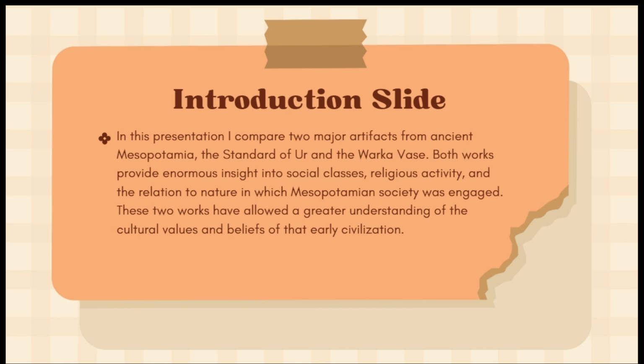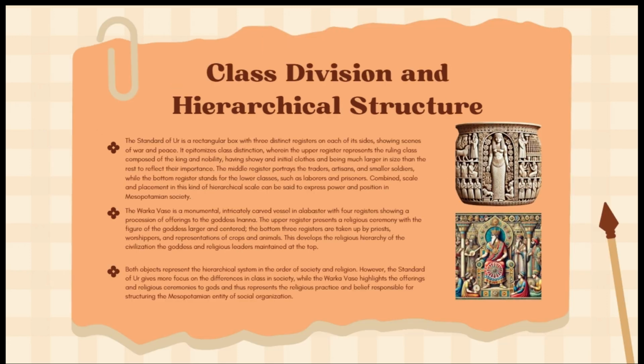Warka Vase. Both works provide enormous insight into social classes, religious activity, and the relationship with nature in which Mesopotamian society was engaged. These two works have allowed a greater understanding of the cultural values and beliefs of that early civilization. Class division and hierarchical structure.